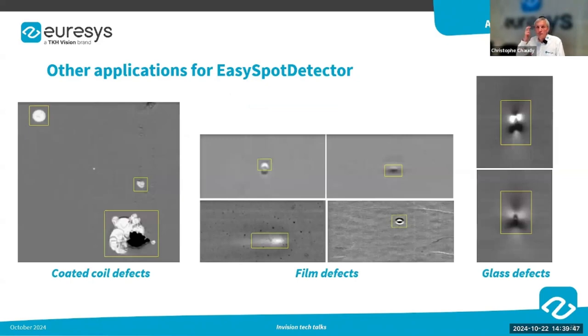Of course, other applications could be tackled with EasySpotDetector. So here, for example, there is coated defects. Also, the detection of some plastic film, and also defect detection on glass.